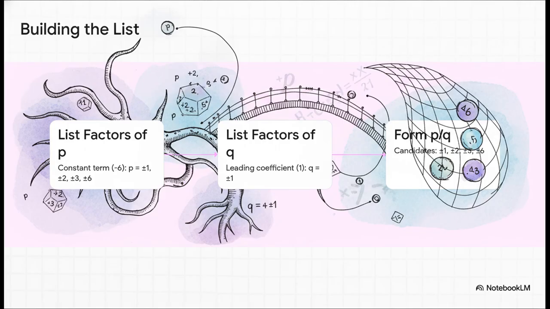Okay, time to build our list of suspects. First up, our p-values. They're the factors of our constant, -6. So that's plus or minus 1, 2, 3, and 6. Easy enough. Next, q. Those are the factors of our leading coefficient, which is just 1. So q is simply plus or minus 1. Now we form all the possible p over q fractions. And look at that. We just went from infinite possibilities down to just 8 suspects.